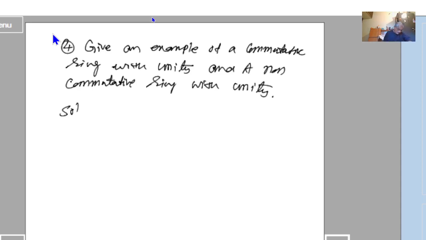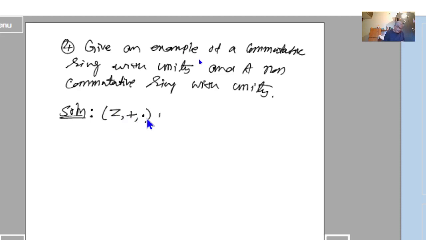So first I will give an example. We just have to give an example, not to prove, assuming that we know all types of the rings. See, this is an example: Z comma plus comma dot. Is this a ring? Yes, this is a ring. Is this a commutative ring? Yes, because if A and B are any two integers, then AB equal to BA is satisfied. Is this with unity? Yes, because 1 belongs to Z.